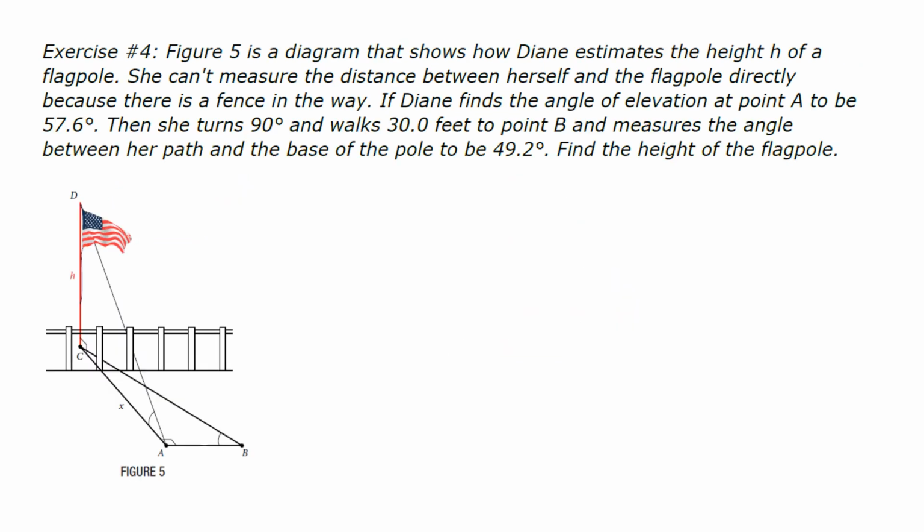Number 4. Figure 5 is a diagram that shows how Diane estimates the height h of a flagpole. She can't measure the distance between herself and the flagpole directly because there's a fence in the way. If Diane finds the angle of elevation at point A to be 57.6 degrees, she then turns 90 degrees and walks 30 feet to point B. So this is 30 feet.